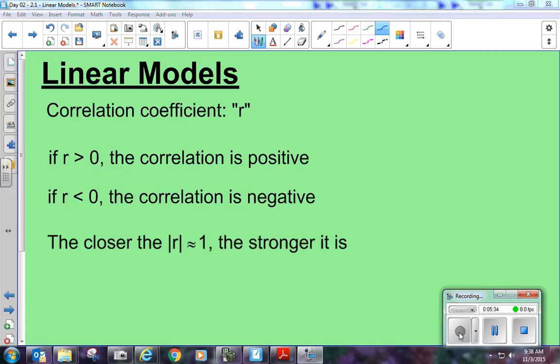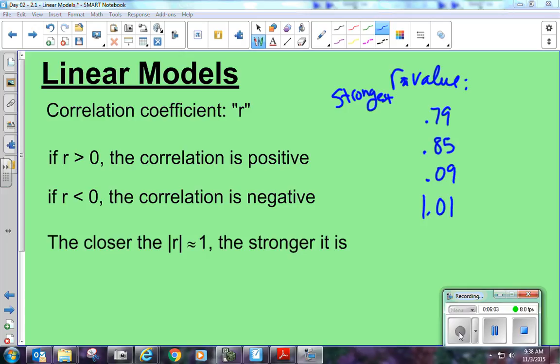So for example, if I had a couple of r values, which one is the strongest r value? I'm going to list some right here. 0.79, 0.85, 0.09, and 1.01. What's the strongest? 0.3.